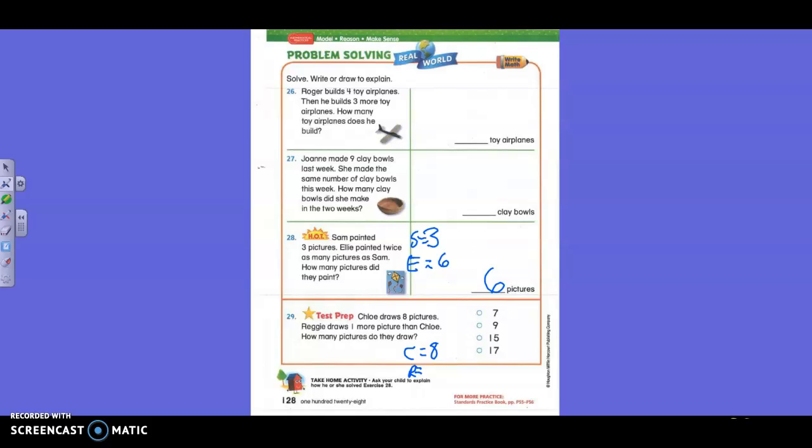Oh, wait, hold on. Actually, okay. Oh, yeah. Okay, so yes, Reggie draws 9. But then the question says, how many pictures do they draw? So you have to do 8 plus 9 to find the answer. Okay, yours was wrong, Grace. You have to do 8 plus 9, because it's saying both of them together. So you know Reggie draws 9 because it's 1 more, but then how much do they draw together? Okay, that's what you need to do for 29.